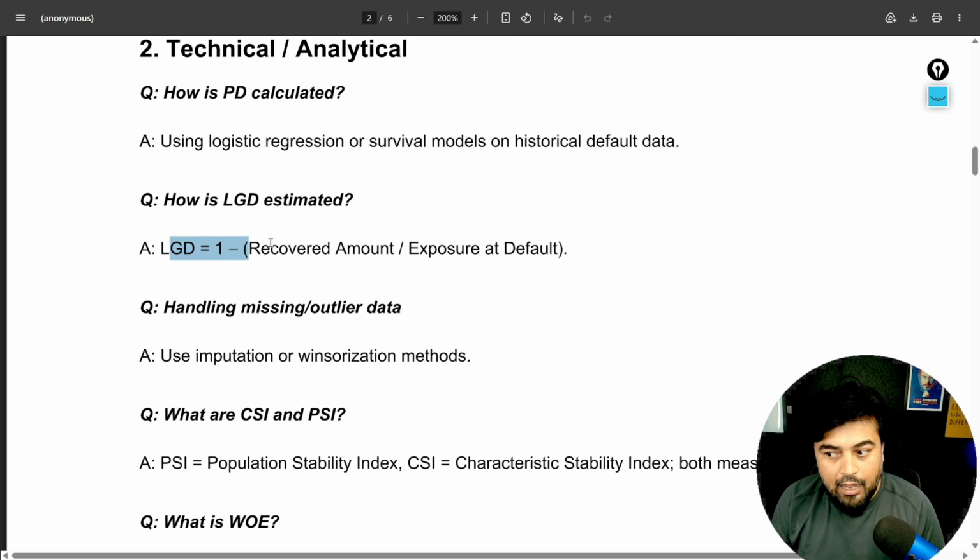Now, how is LGD estimated? There is a formula. You can see LGD equals, simply remember, 1 minus the recovery amount, the amount which has been recovered, divided by the exposure at default. It will give you LGD, very easy. All these PD, LGD, EAD are co-associated with each other.